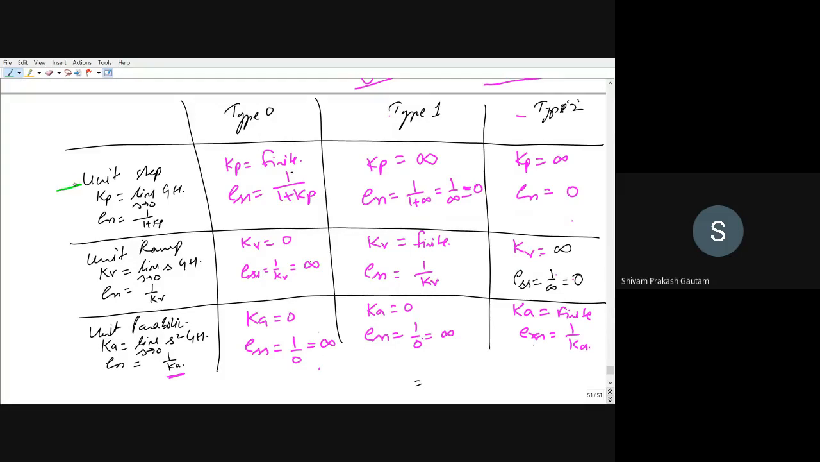If you are having unit step as an input, what is the error coefficient called?